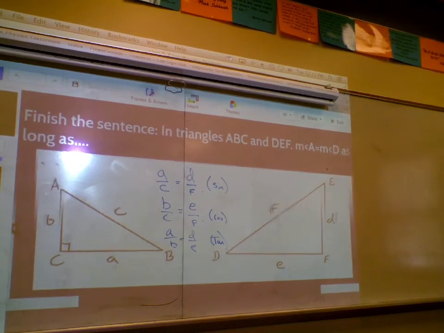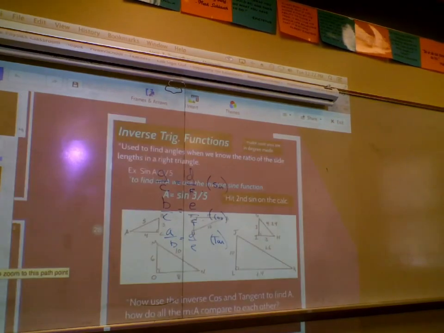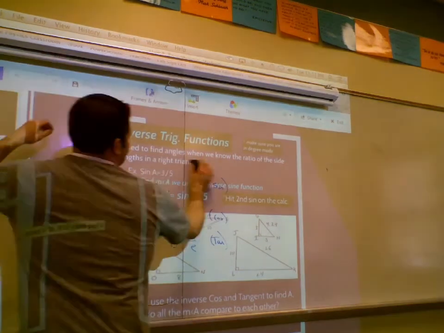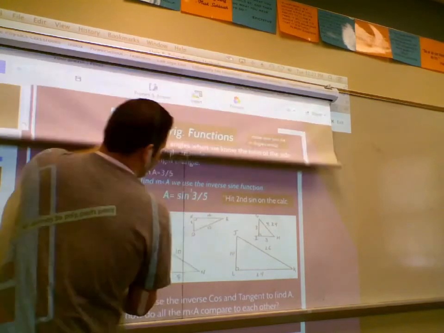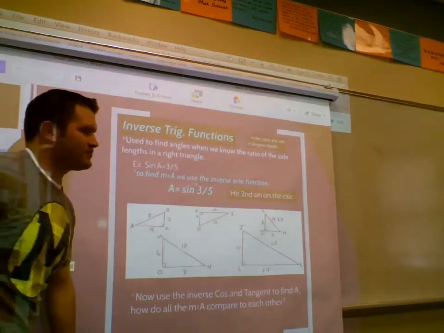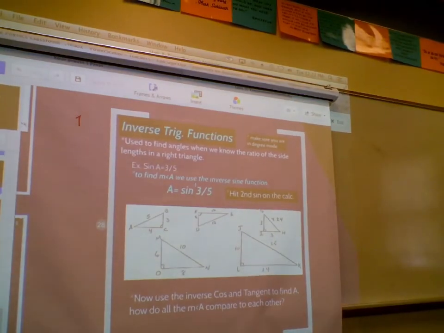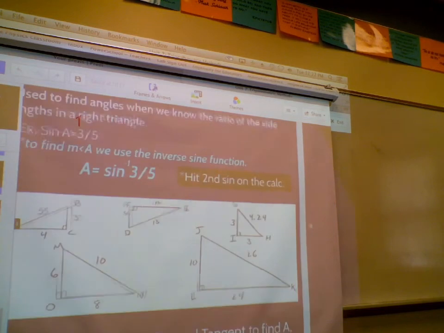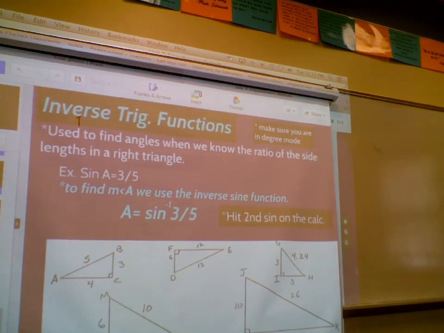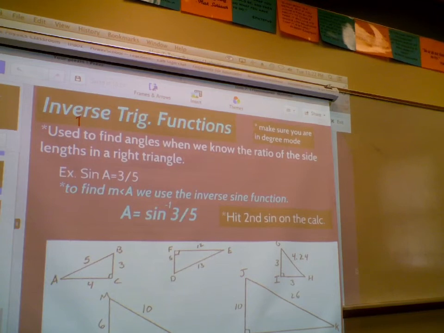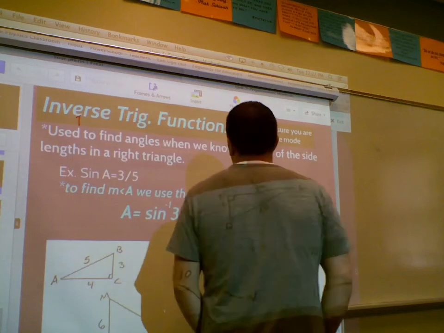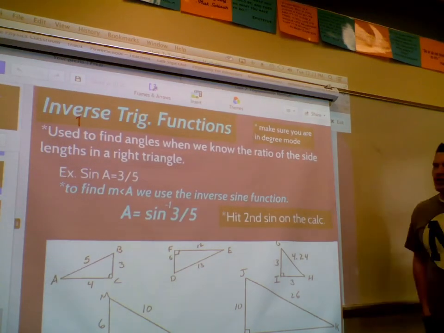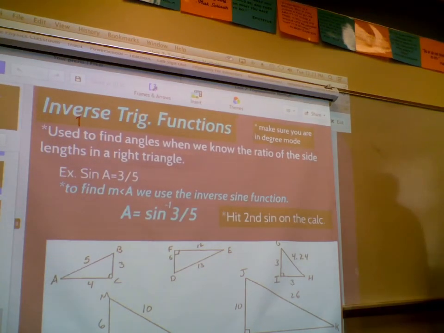So, the way we find that angle is by using something called inverse trig functions. Okay? This is on the back of your paper that I gave you. So, inverse trig functions. Inverse trig functions, I think, are kind of fun. But then again, I think most of the stuff we talk about is fun, and you guys tend to disagree. Inverse trig functions are used to find angles when we know the ratio of the side lengths in a right triangle.